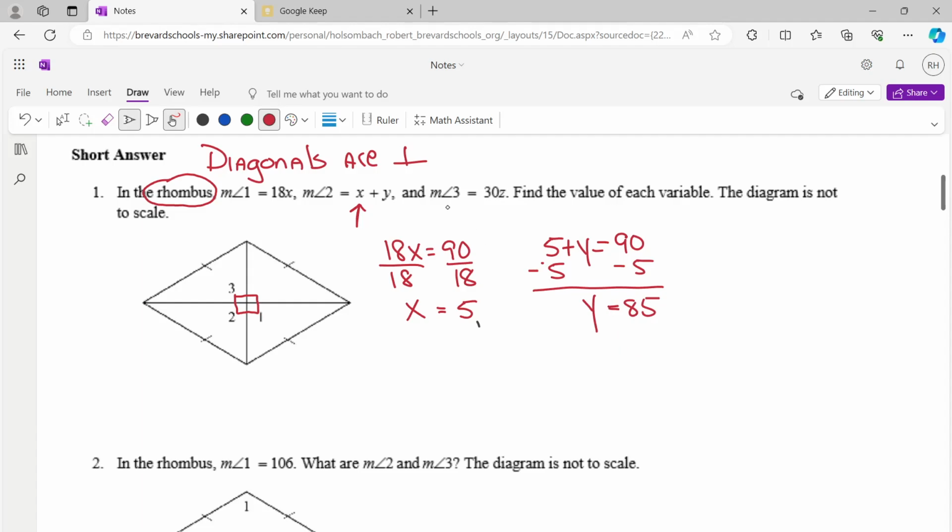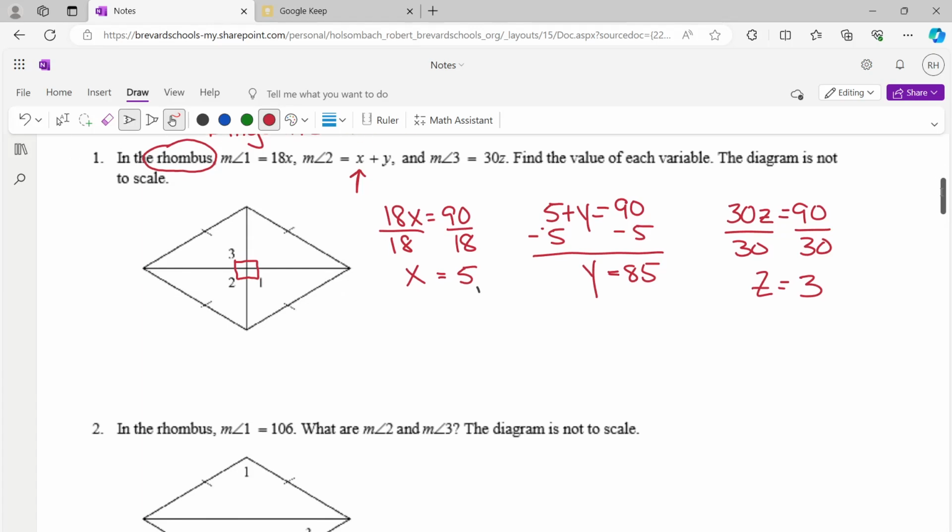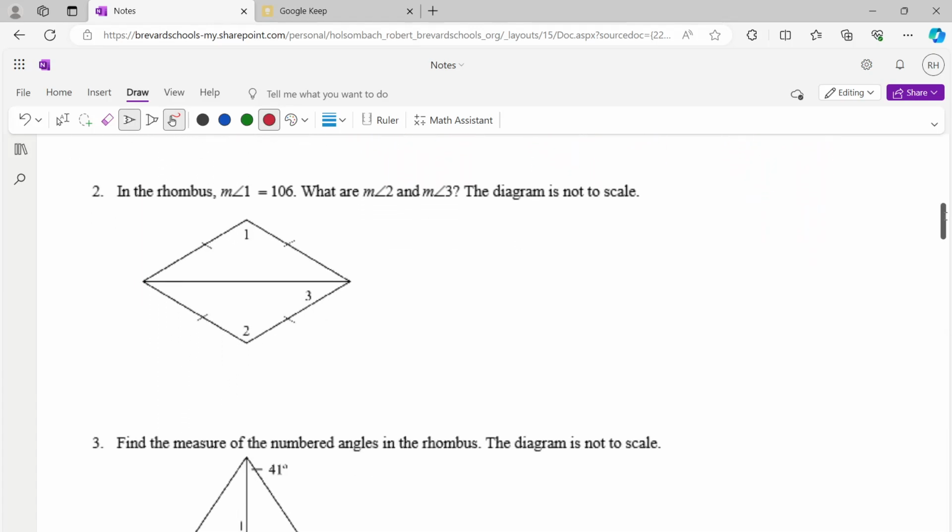And then for z, angle 3, 30z is equal to 90. And divide each side by 30. So our z is equal to 3. Diagonals of a rhombus are perpendicular.